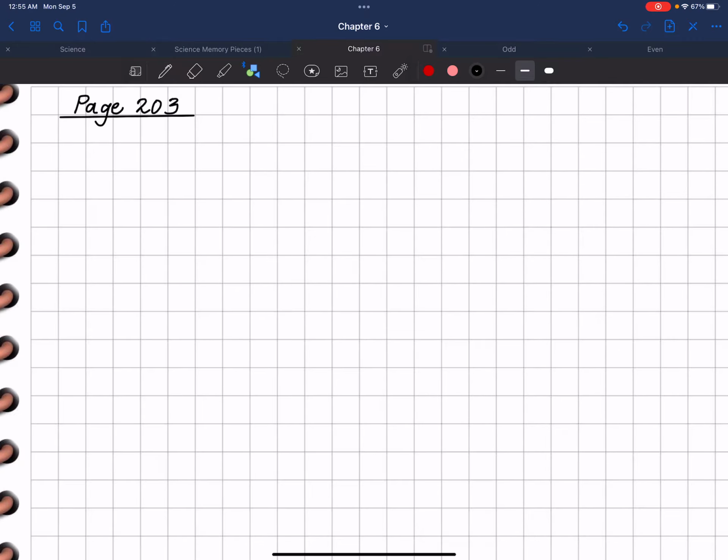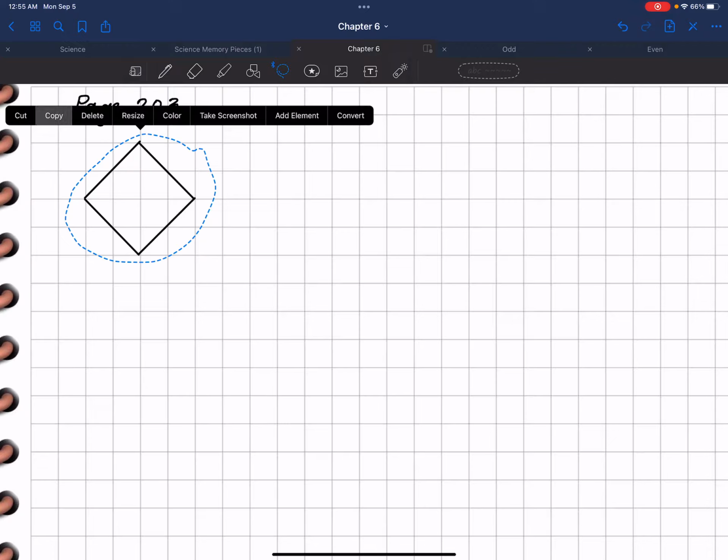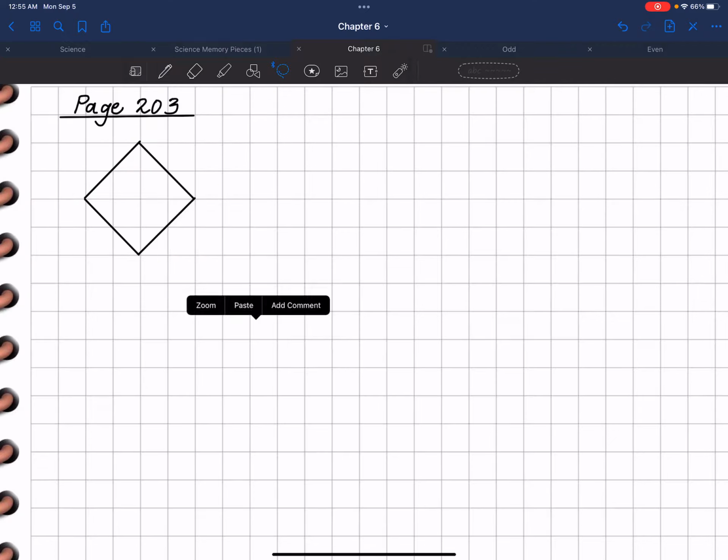So I'm going to use my straight. Bear with me one second here. I'm going to make a copy of this shape and paste it right here. Okay, actually let me delete that one. I don't want to get you confused with that.